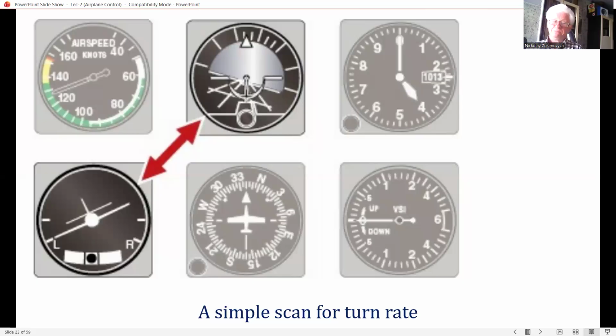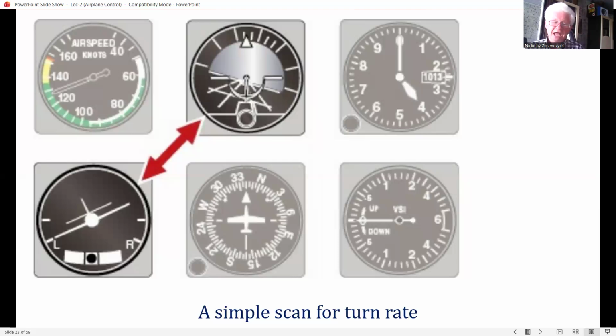With these six basic flight instruments, plus the power indicator, it is possible to fly the airplane very accurately and comfortably without any external visual reference, provided the instruments are scanned efficiently.